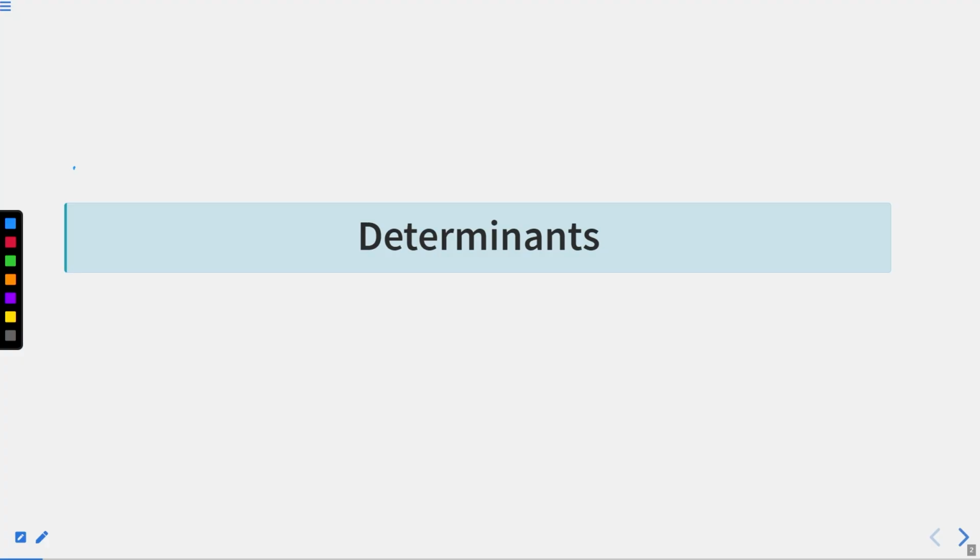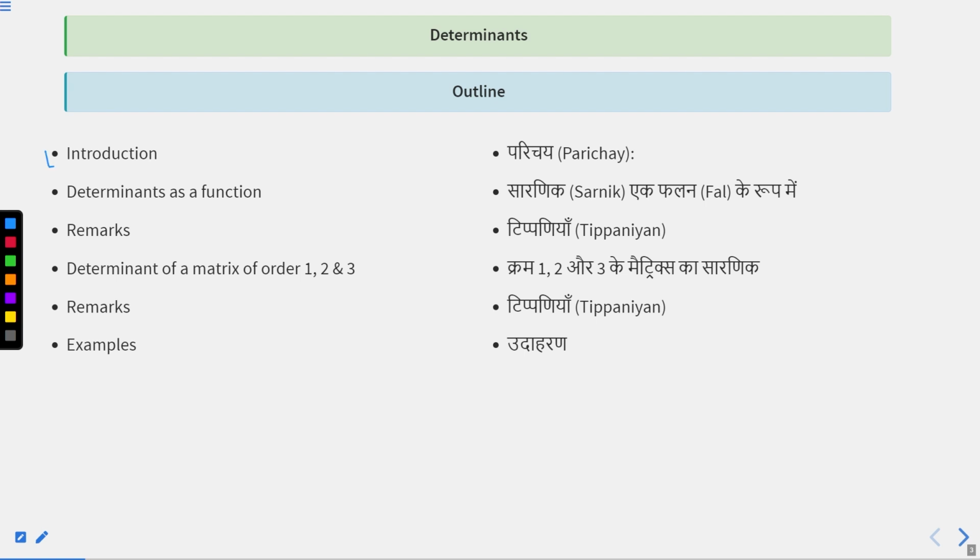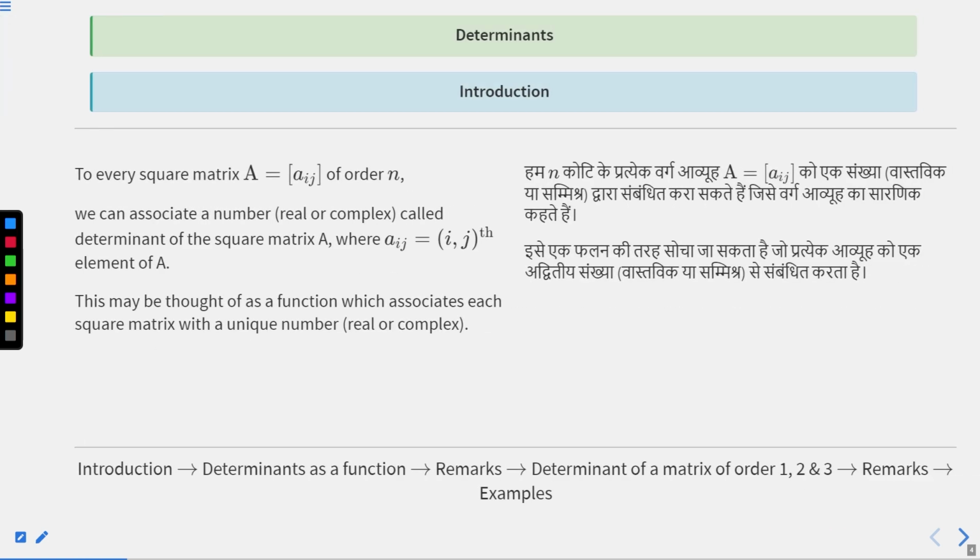Today we will be starting the Determinants chapter, chapter 4, class 12. In this chapter we will be seeing the introduction, and then we will be seeing determinants as a function. We will see some remarks, then how we defined determinant on matrix of order 1, 2, and 3. Some remarks on the basis of these definitions, and we will do some examples to get familiar with determinants. Okay, let us move to the introduction part.